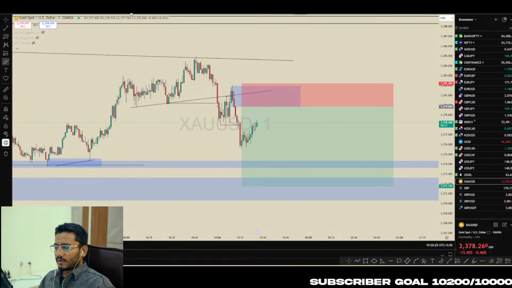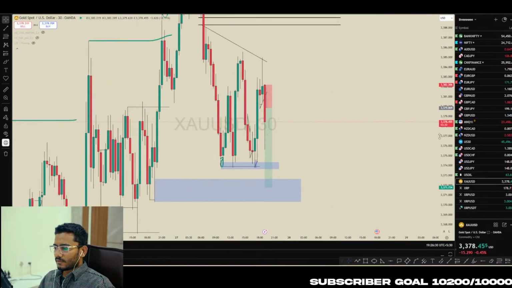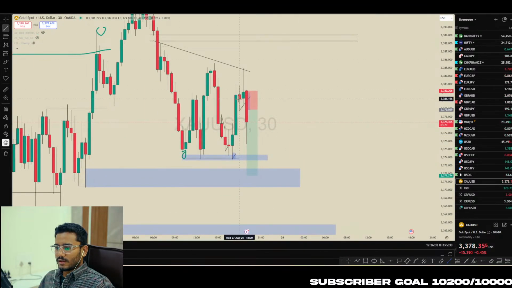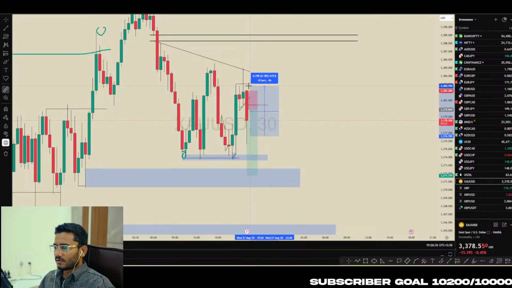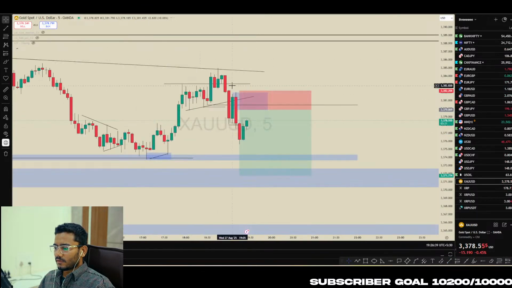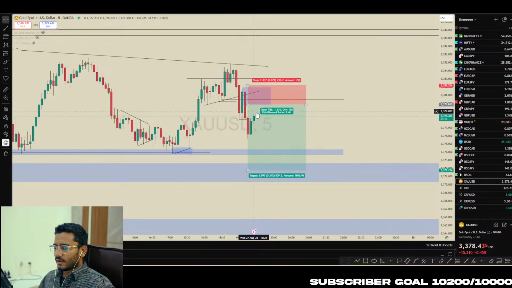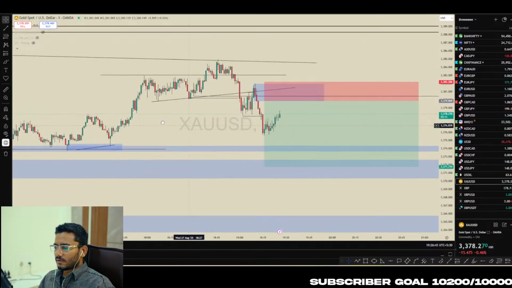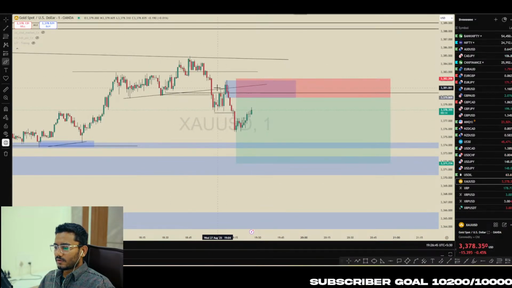If you look at 30 minutes, this is the area which took out this 30-minute candle, took out this high, and then gave us a structure break to the downside. If you look at 5 minutes, we have this continuation trade, and we have the small inducement, a strong low, lower high.